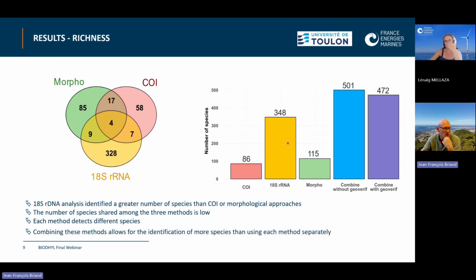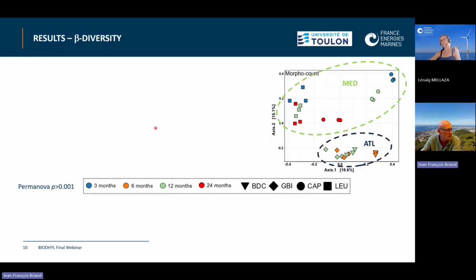So if we look at this number of species and we combine them with the process, we will have a much higher number of species than for each of the different ones individually. Then, going to the diversity of these samples, I will show you some multivariate analysis.